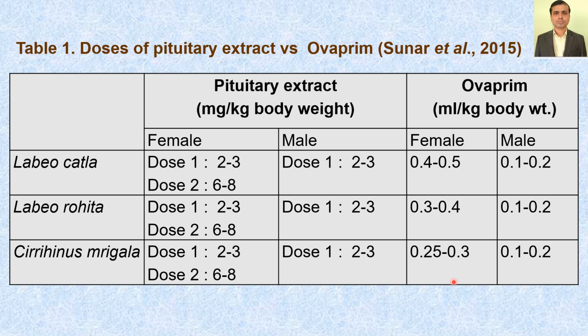But in case of the females, 2 doses are required for the pituitary gland hypophysation technique, which is somewhat problematic for females because females have to be caught 2 or more times for induced breeding by hypophysation, which is overcome by the use of synthetic hormone. That means synthetic hormones have more advantages than the pituitary extract.